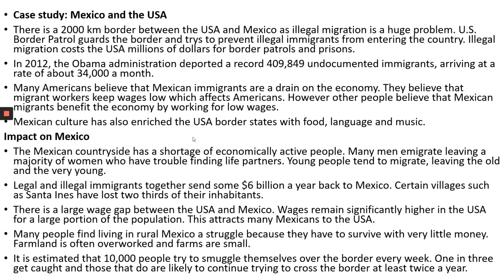Okay, now our case study is Mexico and the USA. Now this is just a whole bunch of information, don't panic. There's just a bit of background here. There is a 2,000 kilometer border between the USA and Mexico. Illegal migration is a huge problem. The US Border Patrols guard the border and try to prevent illegal migrants from entering the country. Illegal migration costs the USA millions of dollars for border patrols and prisons. That's a lot of money.